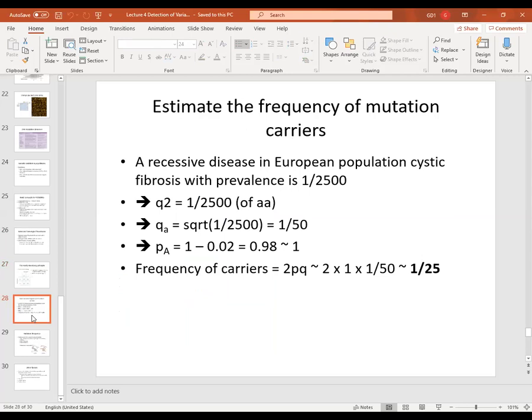And this one, we're using the Hardy-Weinberg rule to estimate the frequency of mutation carriers. To make this more compact, for example, using this example: you have one friend, and she asked you, she had a boyfriend.